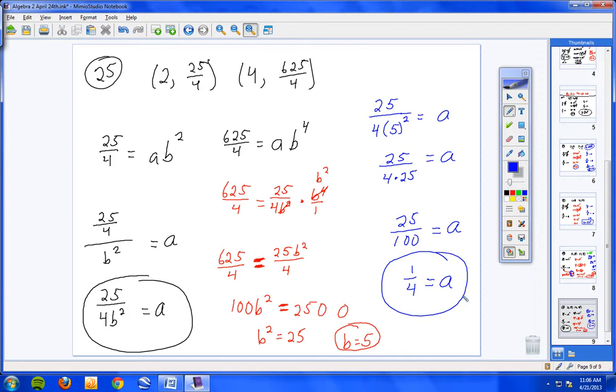Okay, so now we know what a is, now we know what b is, so we can write our final model to look like this. Y equals a is 1/4, b is 5, and then my little x up here for an exponent, and we are finished.